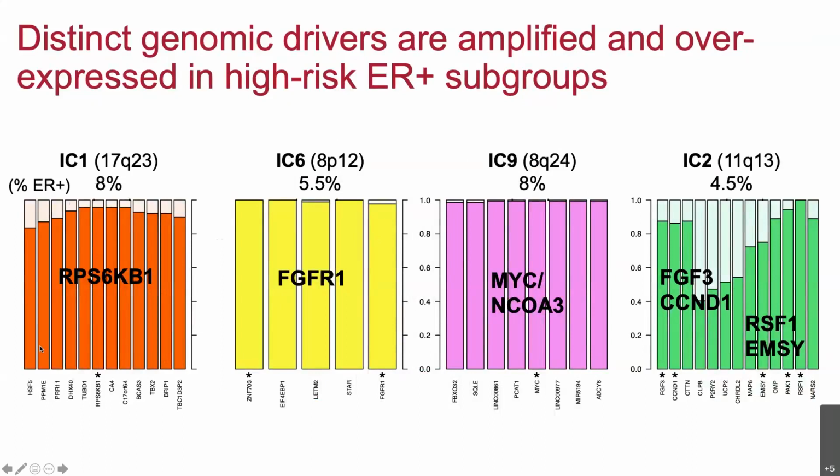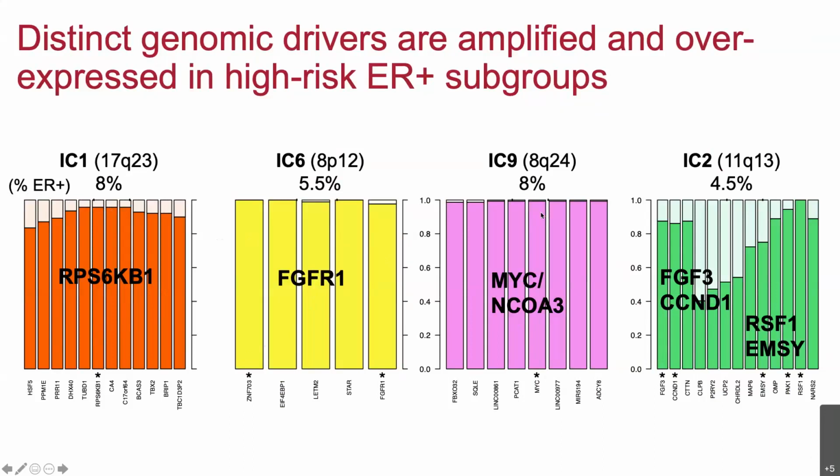And I'm showing you here the amplification landscape here at chromosome 17q23. So this is to say that in this subgroup of cases, almost all of them exhibit amplification as well as overexpression of the genes at this locus. And of course, one of the key challenges that we have is pinpointing the specific drivers since there's many genes in this amplicon. So we can go across the board and see that this is similarly true of the IC6 group with amplification overexpression of FGFR1 and ZNF703.